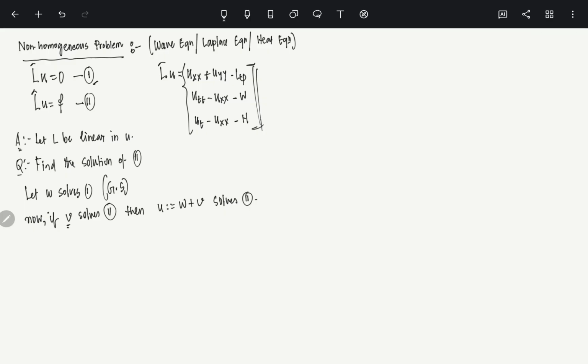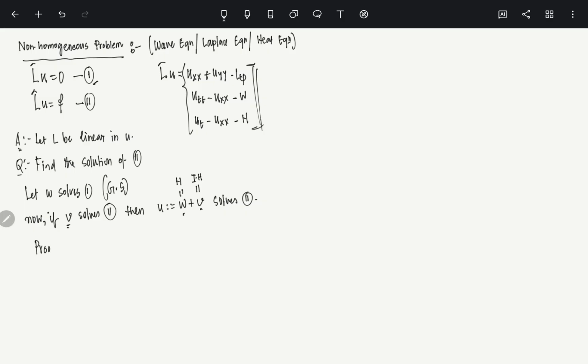So in that case you get other solutions also. v already solves 2, and w solves the homogeneous problem. So this is the homogeneous problem part, and this is the inhomogeneous problem part. w is a general solution of 1, so w contains not a single solution but a family of solutions. Here v is just a single solution, but you add it up and that will give you a family of solutions.